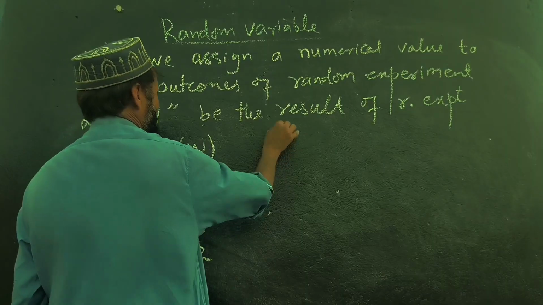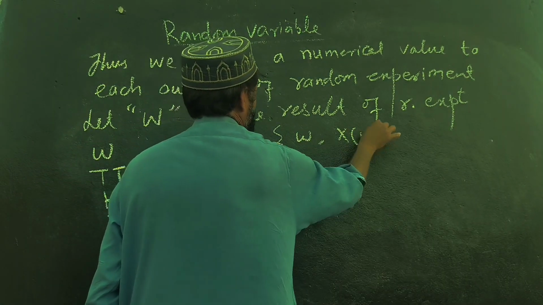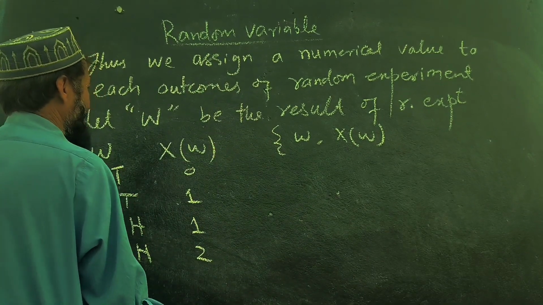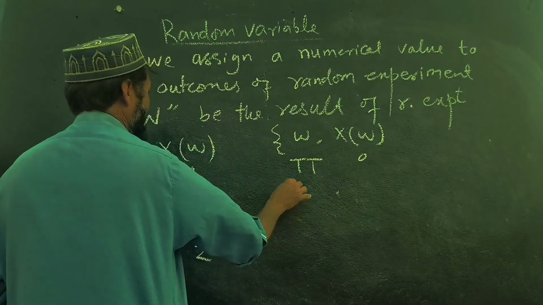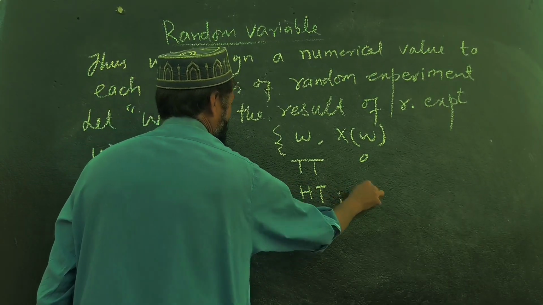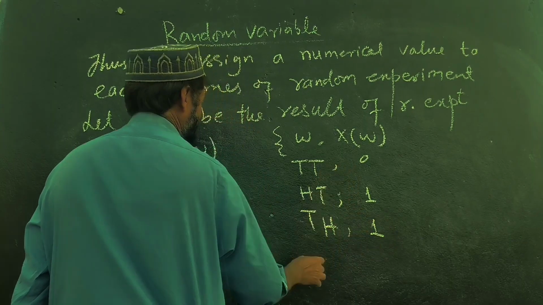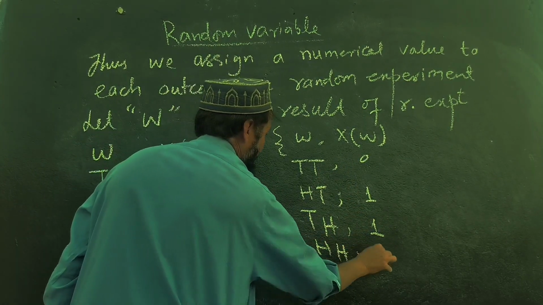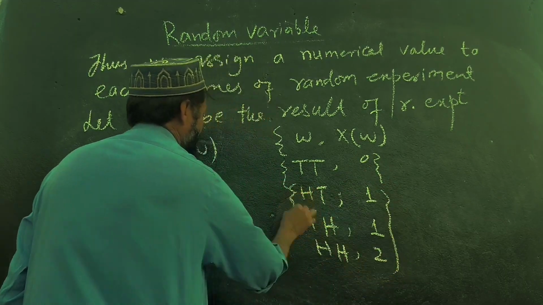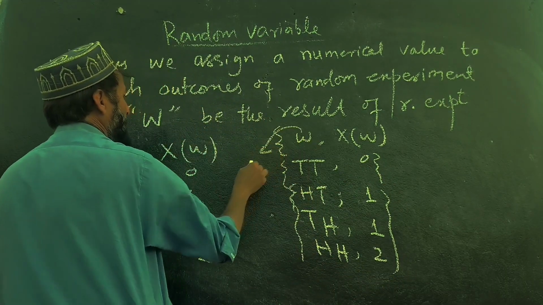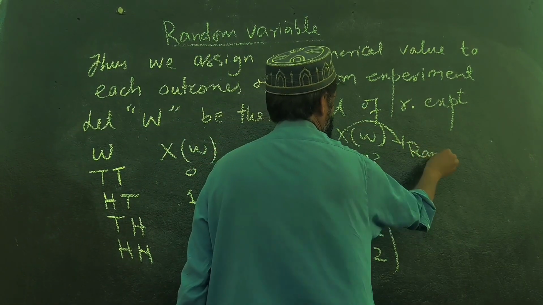Now we write their function. W, and X is the function of W. So W is TT and the result is 0. Similarly, HT, the result is 1. Similarly, TH, the result is also 1. And HH, there are 2 heads, the result is 2. If we write each term in bracket form, W is called the domain and X(W) is called the range.